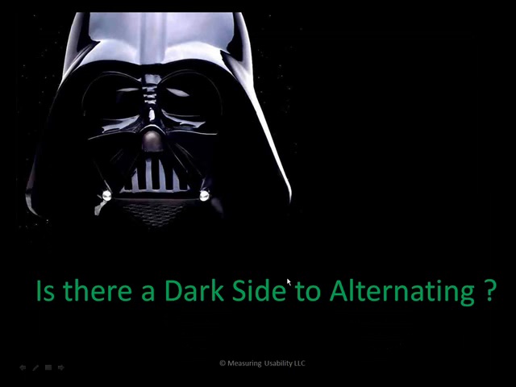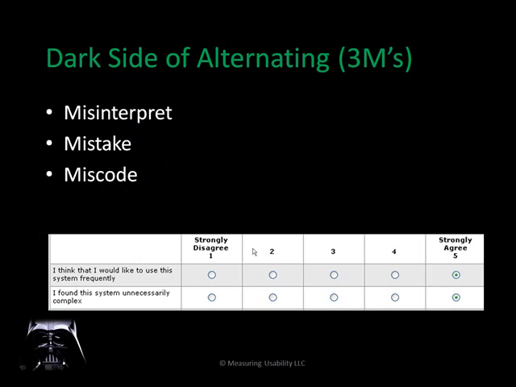So is it a wash? Did we basically see there's no problem with alternating or not alternating, that you could do either one? Or is there a hidden cost to doing this? Is there a dark side to alternating those items? And we in fact looked at what we call the 3 M's of the dark side of alternating.